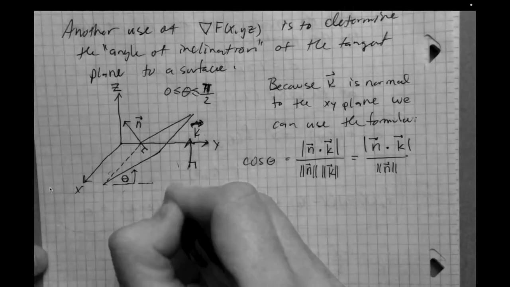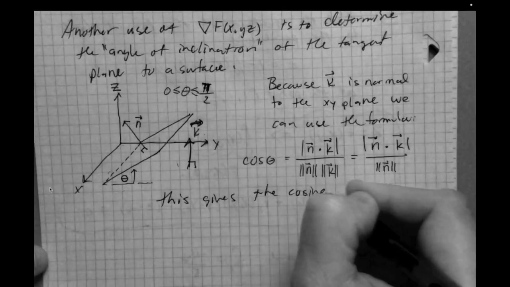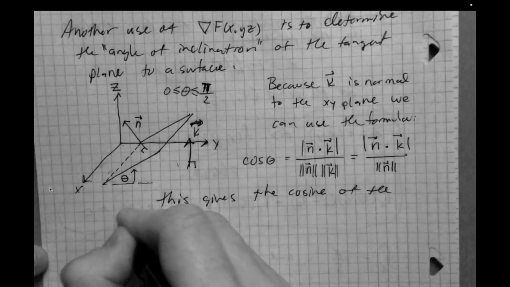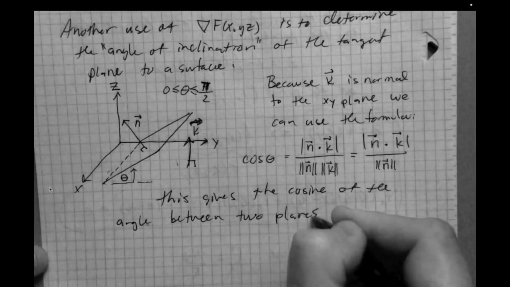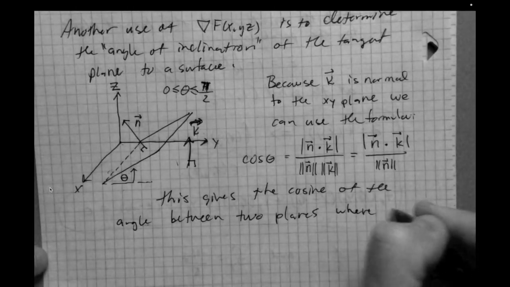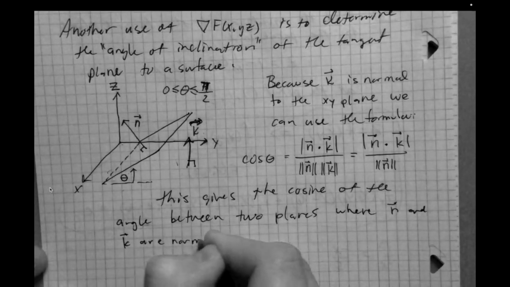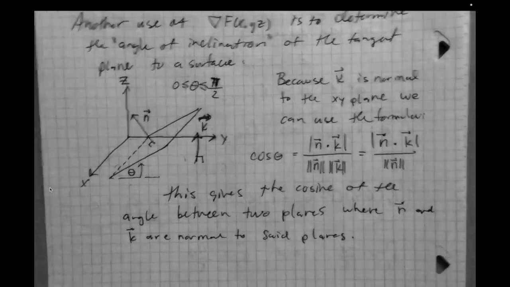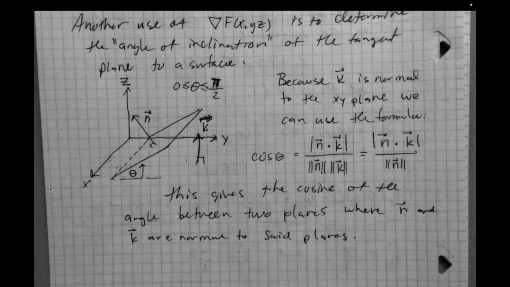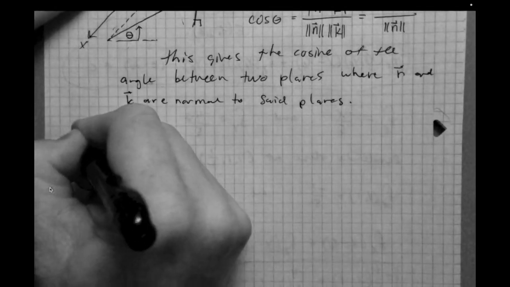Okay, and so this gives the cosine of the angle between two planes where n and k are normal to said planes. Okay, so this was back from maybe section 5 or 6 of this Calc 3. So, okay, so that's useful. So let's do an example with that. Let's do an example where we make use of this.